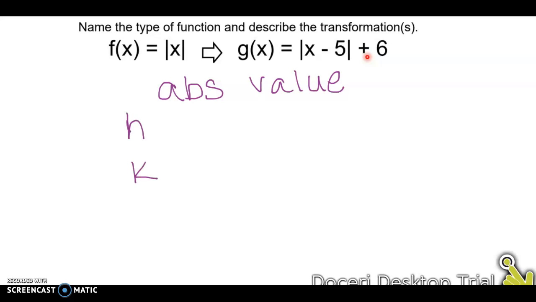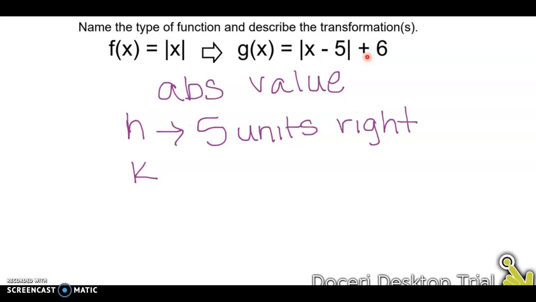H is what is within, next to the x, so it's going to be within the absolute value. The h is negative 5. Remember, that's opposite, so it's going to shift it to the right 5 units. And then we have the k. The k is what's out here by itself. It's positive, so it's going to shift it up 6 units.